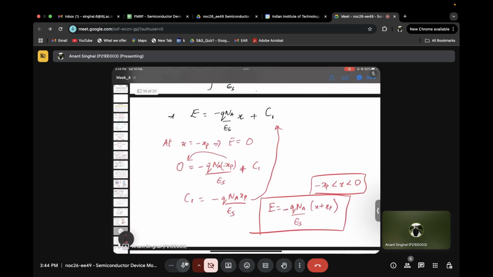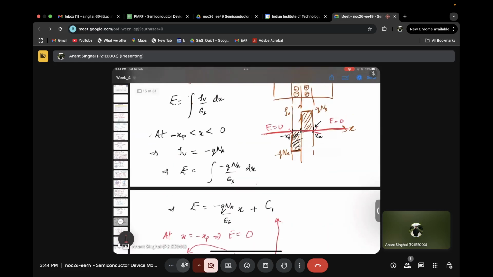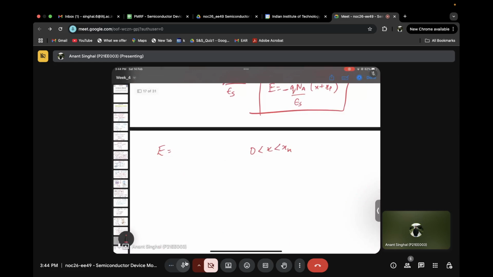Any doubts? Okay, so can you quickly tell what will be the electric field when x is between xn and 0, positive side? So rho v will be q Nd, right? So what will be the E? Okay, so if we solve it, it will come out to be q Nd over epsilon s times x minus xn.